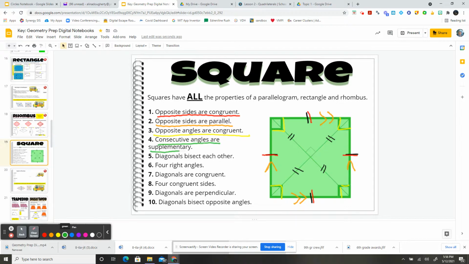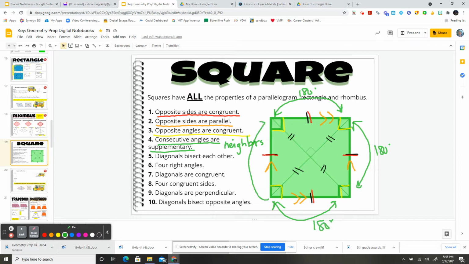Consecutive angles are supplementary. So that means neighbors. Neighboring angles. So those two add up to 180. And those two add up to 180. And these two add up to 180. And I would so encourage you to write these down on a piece of paper. The neighboring angles add up to 180.